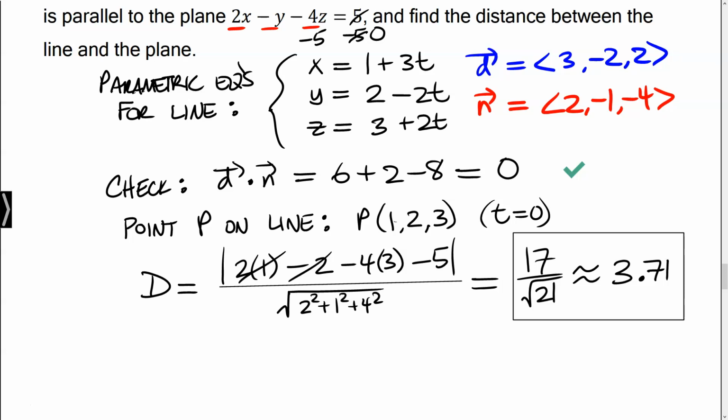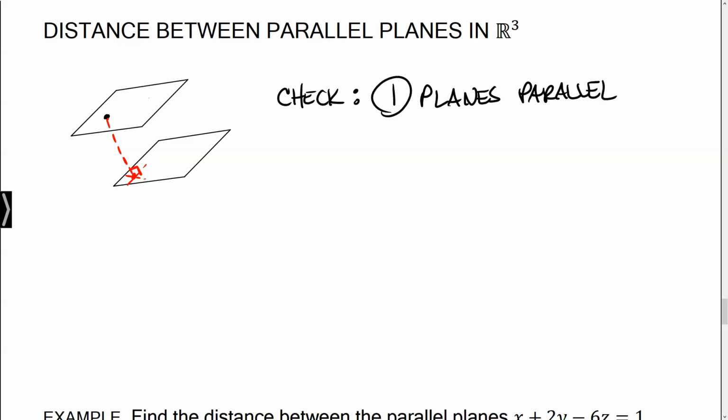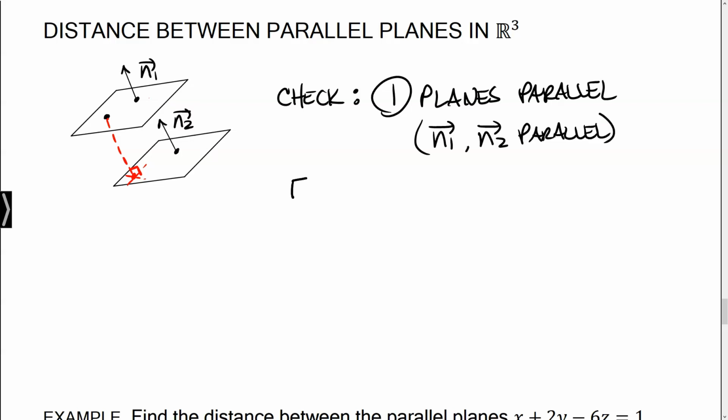All right, next we're looking at the distance between parallel planes. So again, in this case, there's basically two things we need to do. First, we need to check that the planes really are parallel, and that just amounts to checking the two normals. So if I look at normals n1 and n2 here, I just need to check that those are scalar multiples of each other.